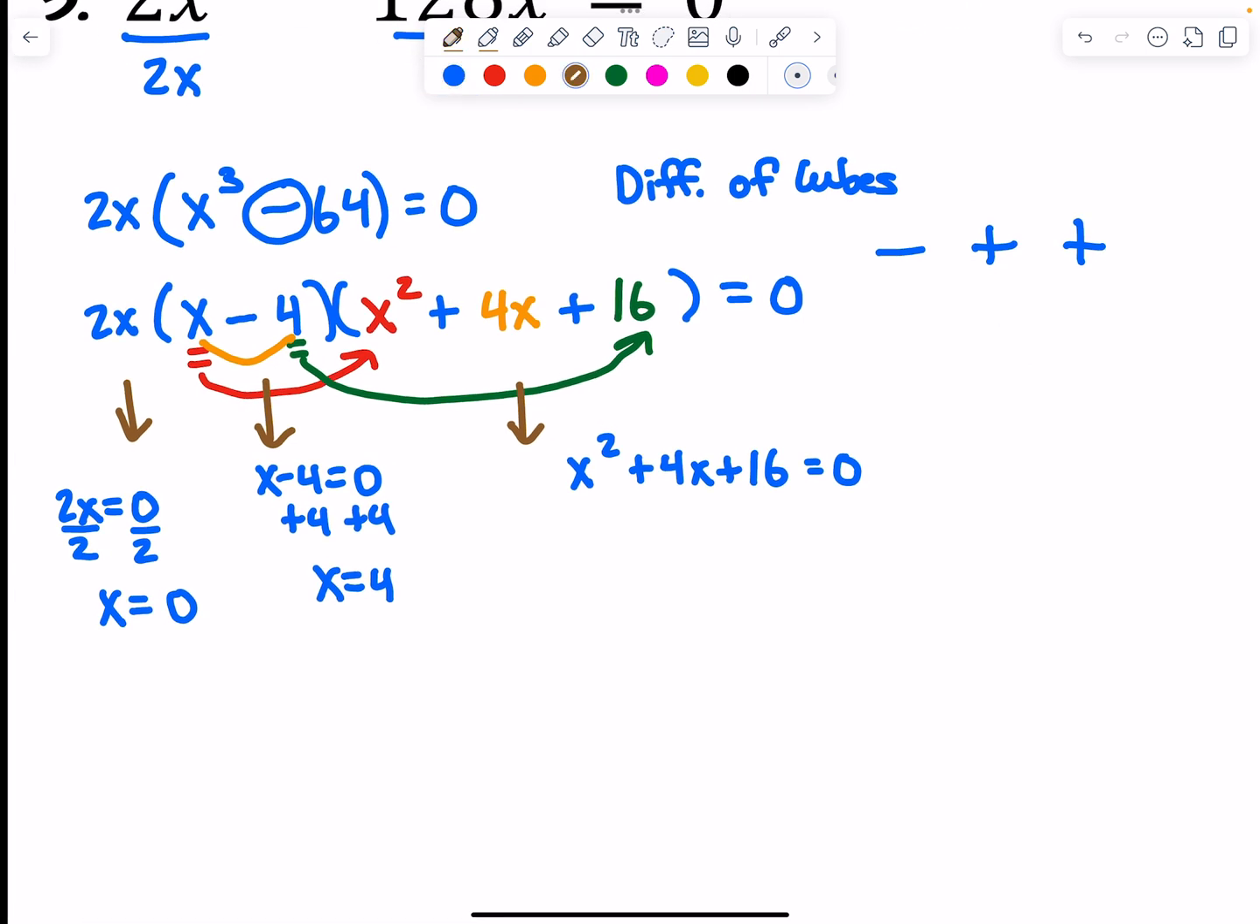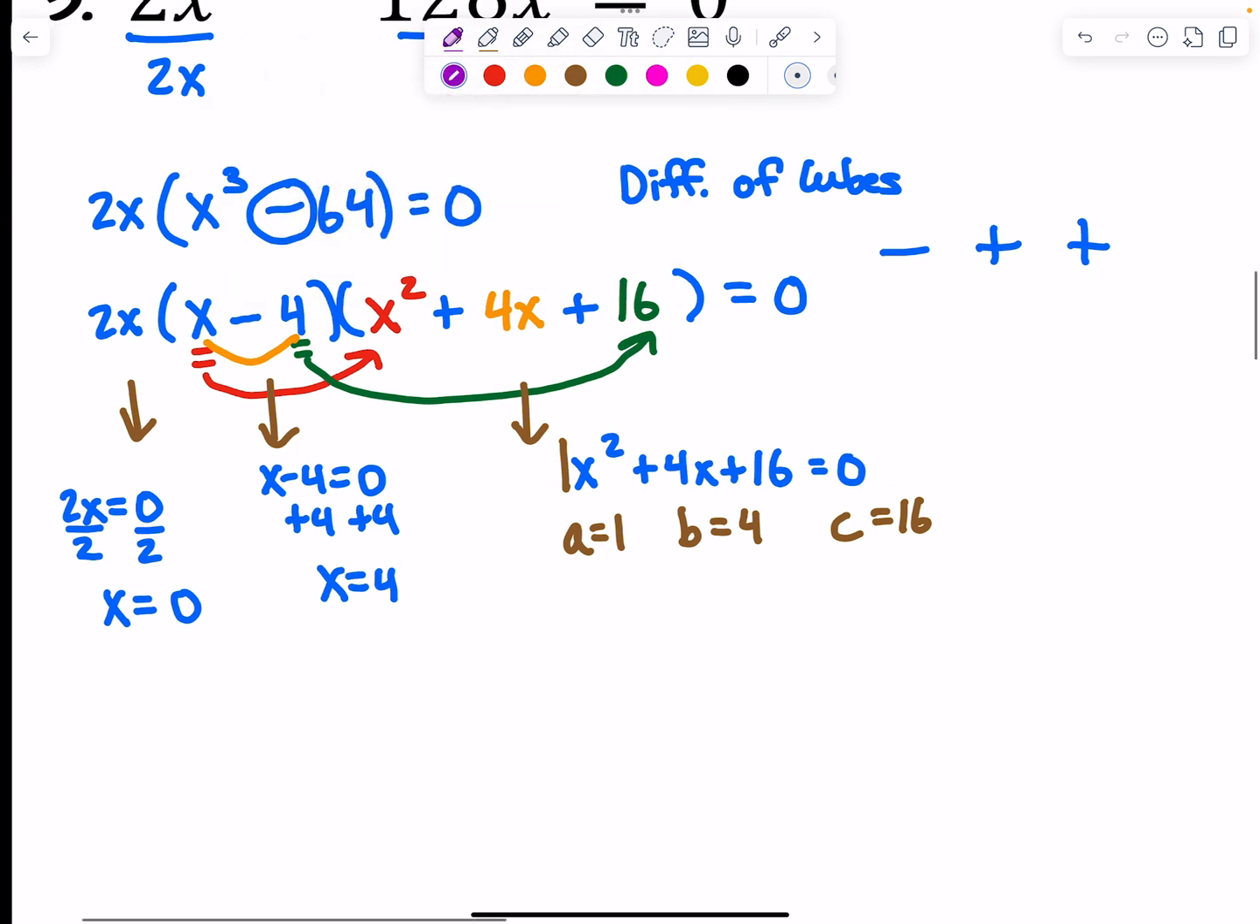So we know a is the coefficient of our quadratic term, so that's 1. B is the coefficient of the linear term, so that would be 4. And C is our constant term, which is 16. And then we're going to write out the quadratic formula and plug everything in and simplify.